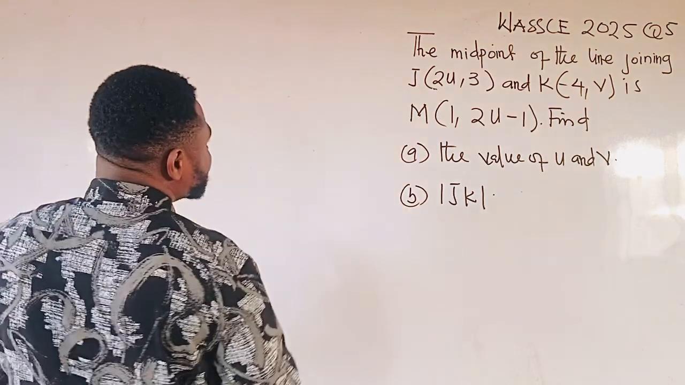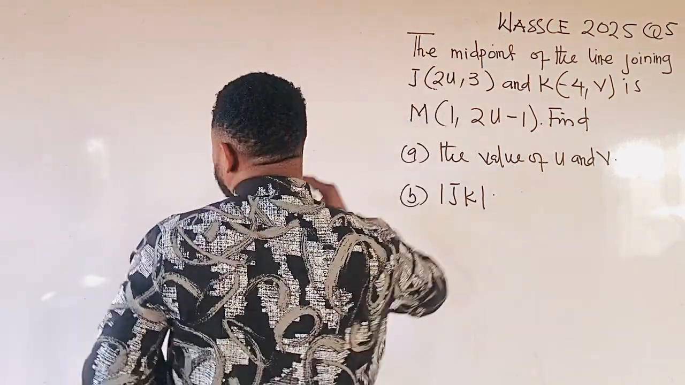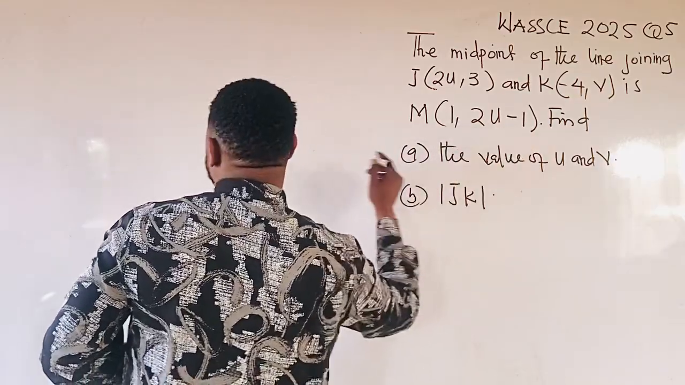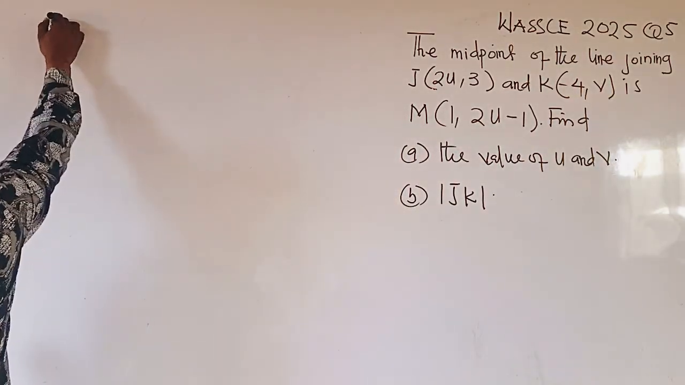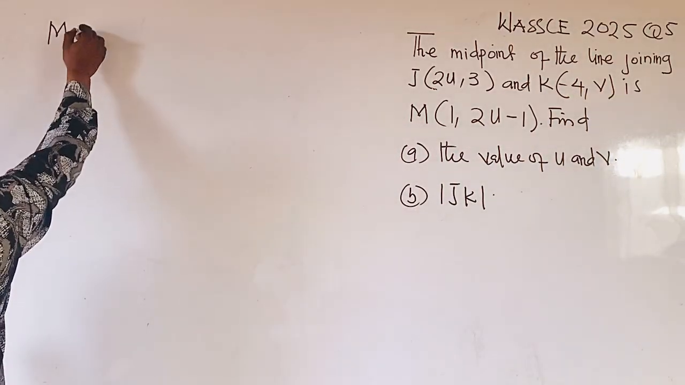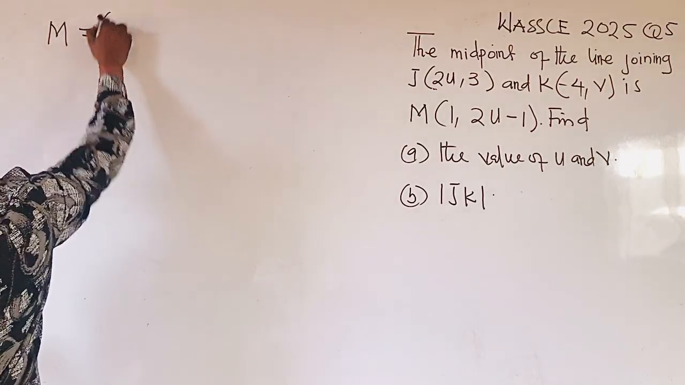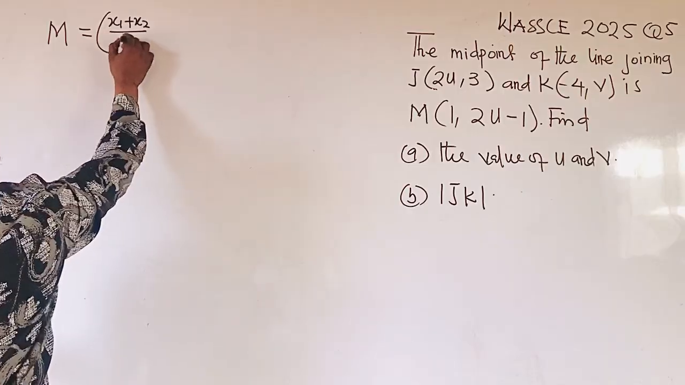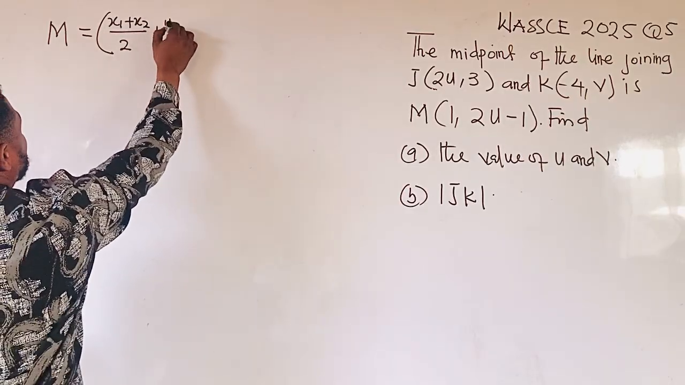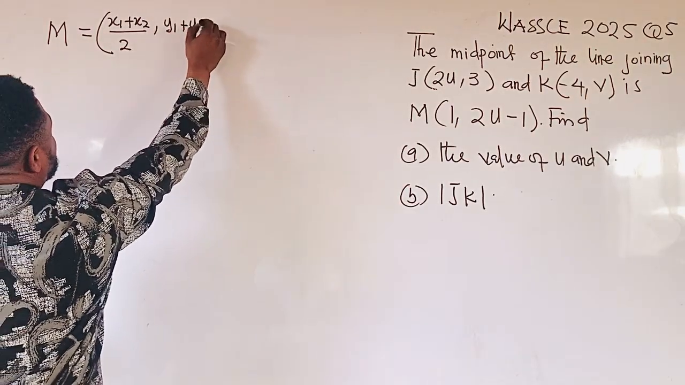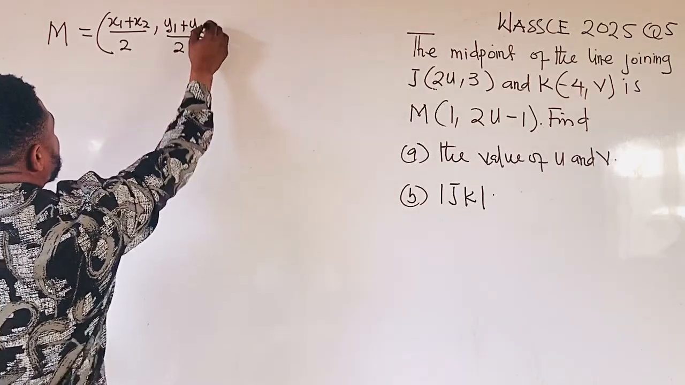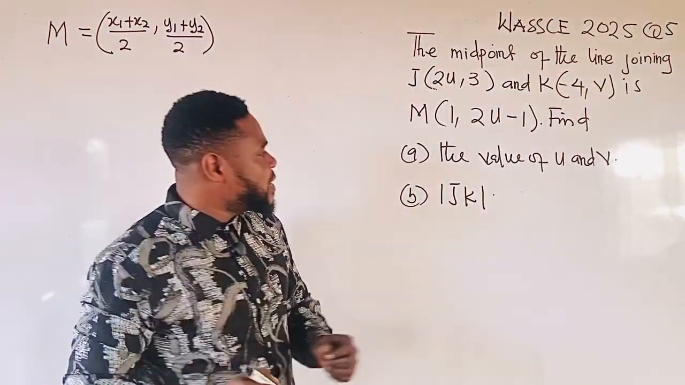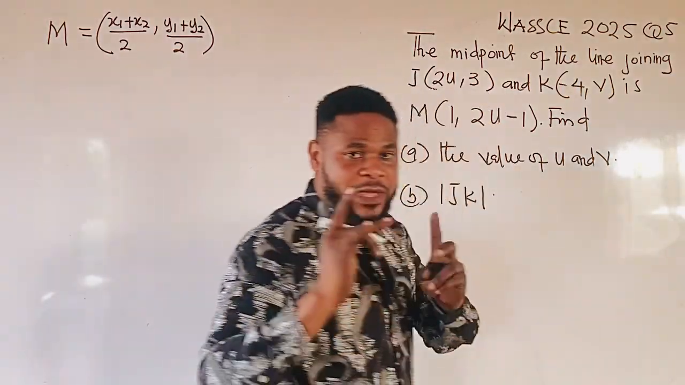Now, in the question, since the midpoint is given to us as (1, 2u minus 1), mathematically we can say that the midpoint of a line is equal to (x1 plus x2, all divided by 2, and y1 plus y2, all divided by 2). So this is the formula we are going to use to get our u and our v.